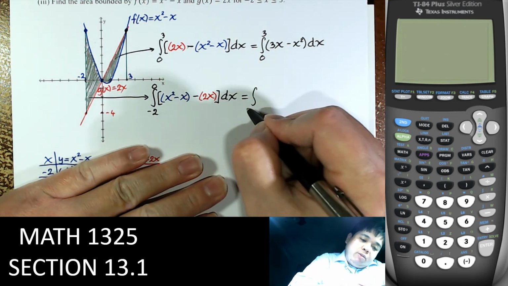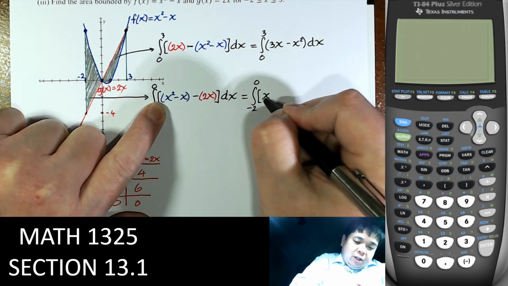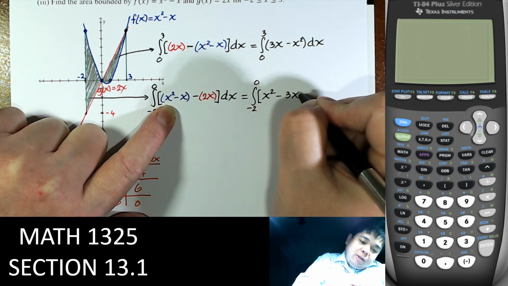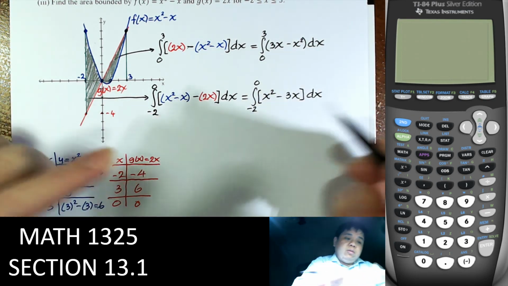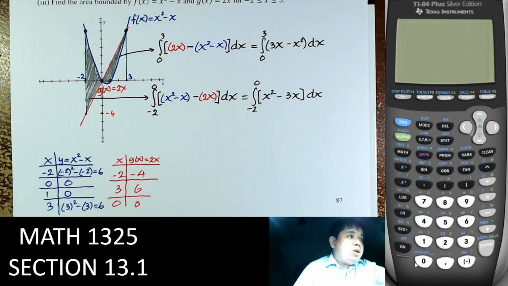And this one from -2 to 0, x squared, negative x, negative 2x, that's x squared minus 3x. Right, just evaluate them. Of course, we can do this by hand, but on this one, I'm just going to use the calculator. From 0 to 3, 3x minus x squared dx.